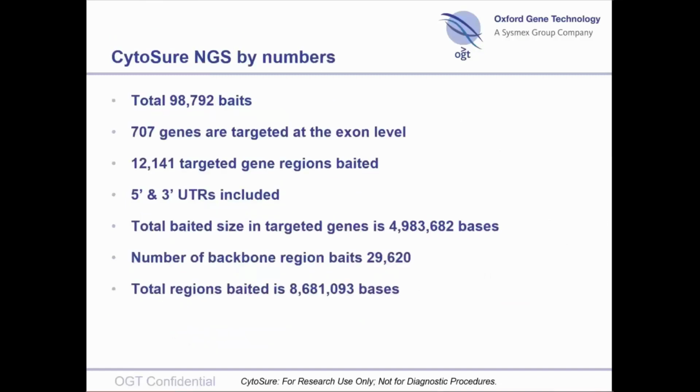Now, just a little bit more about what goes into this panel. So we have almost 100,000 baits spread across the genome. 707 of these genes have been targeted at the exon level for that very robust calling of CNVs in the IDDD significant genes. You have over 12,000 targeted regions. We include the UTRs in our bait design as well, so it goes to both ends. And then for the targeted region, we have almost 5 million bases targeted, and for the total panel, there's almost 9 million bases targeted.